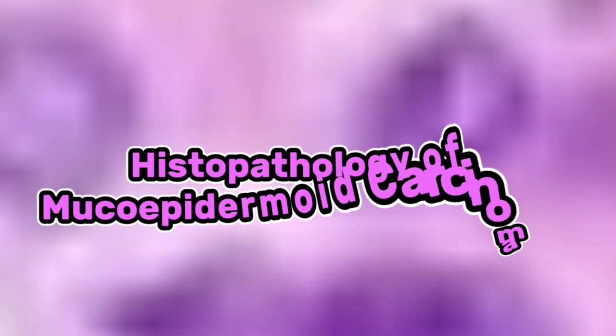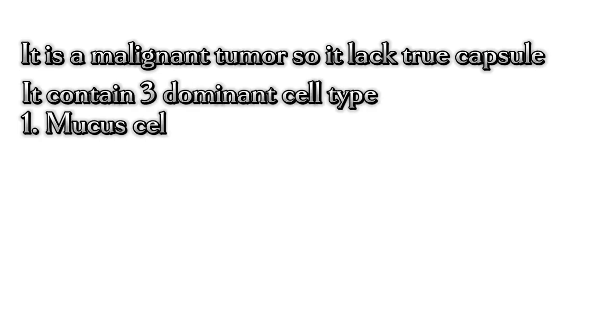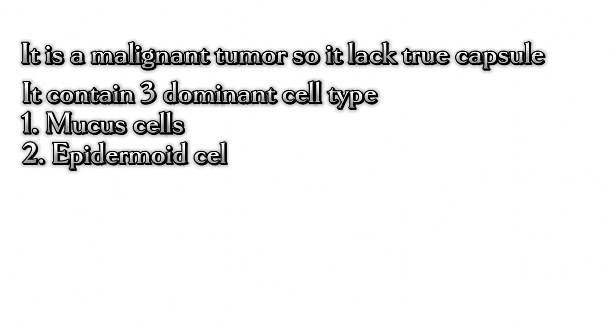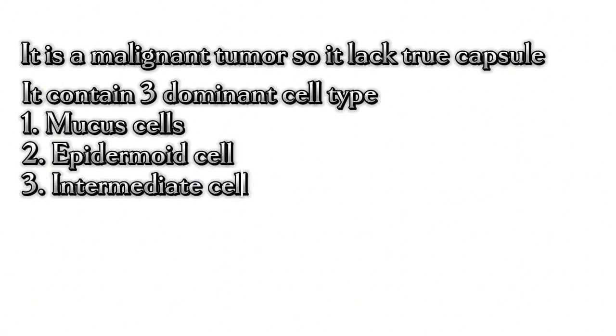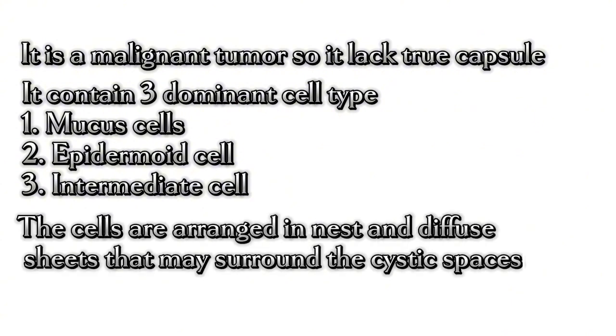So let's learn about the histopathology of Mucoepidermoid Carcinoma. As this is a malignant tumor, it lacks a true capsule. It contains three dominant cell types: 1. Mucus cells, 2. Epidermoid cells, 3. Intermediate cells. The cells are arranged in nests and diffuse sheets that may surround the cystic spaces.